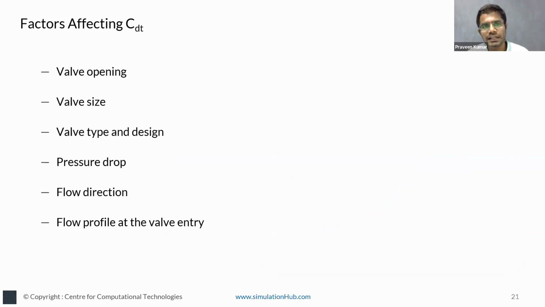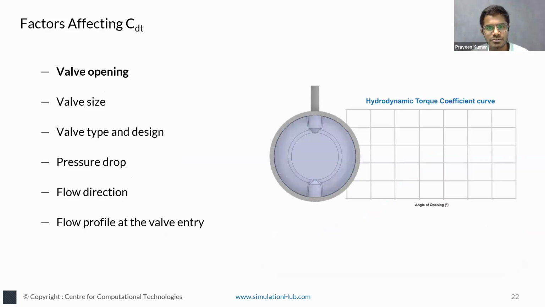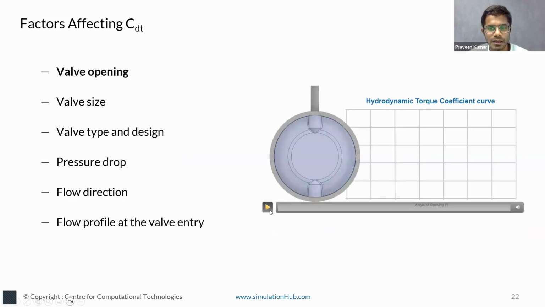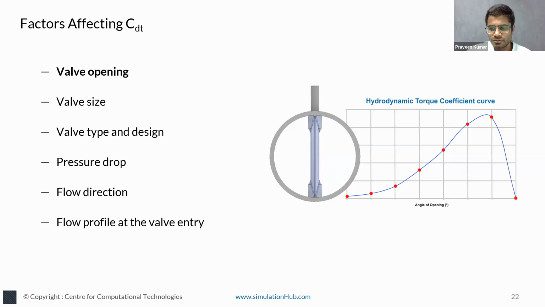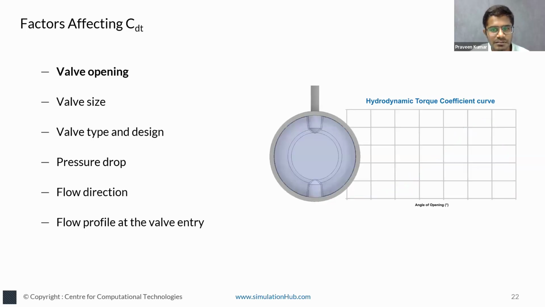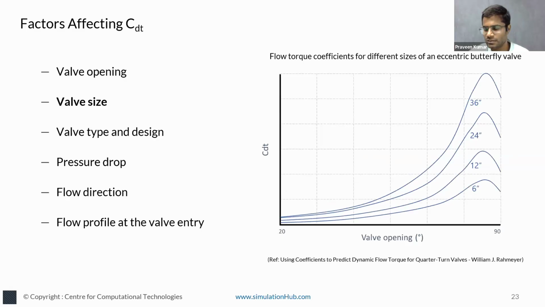So what are the factors that affect CDT? There are many factors, so we'll see them one by one. First, to start with, the valve opening. We saw that the valve opening will impact the CDT value, and the pattern of the curve as well. And the valve size affects the CDT values and the curve. You can see that as the size increases, the CDT value increases, and the impact of hydrodynamic torque on the total torque or actuator sizing is more as we go to higher sizes.